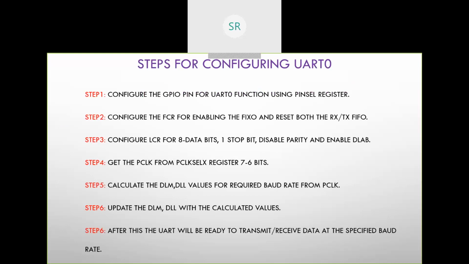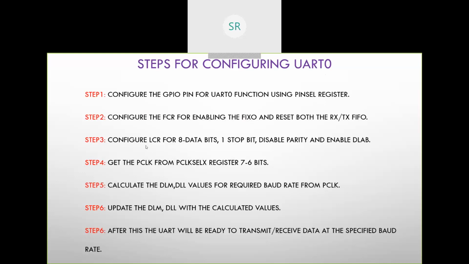Now the steps used to configure the UART in the LPC 1768. I have taken UART 0, the first UART, for the configuration. First we need to configure the GPIO pin, the general purpose input output pin, for UART 0. Then configure the FIFO control register, which enables the first in first out registers, and first we need to reset the transmitter and receiver of the FIFO.